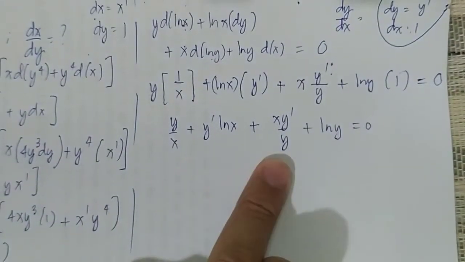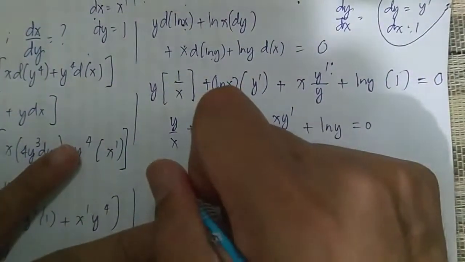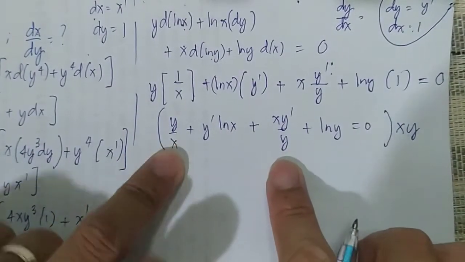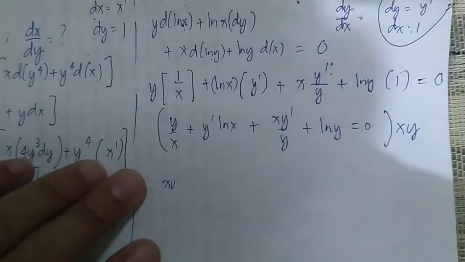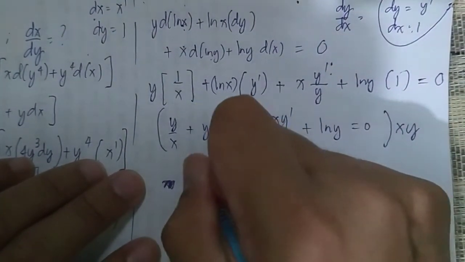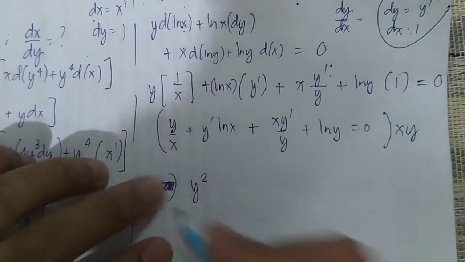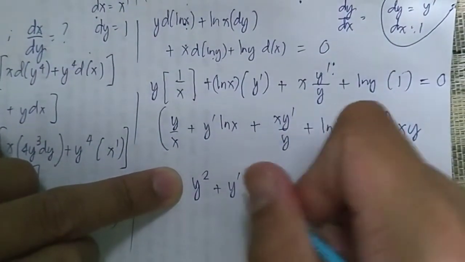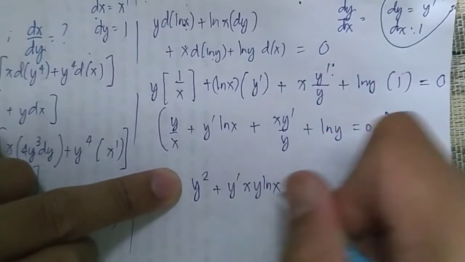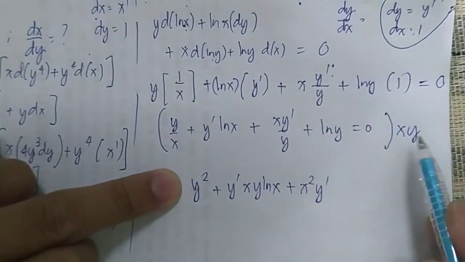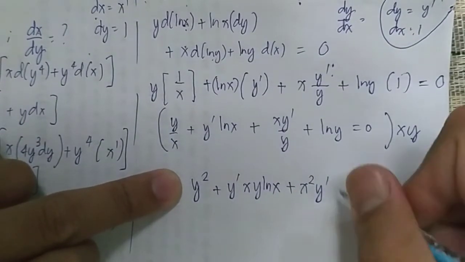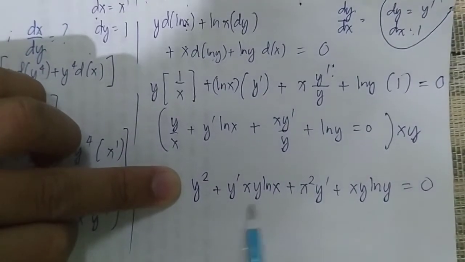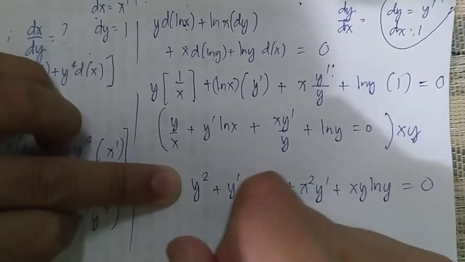So, combining like terms, so magiging, multiply muna natin lahat by xy to cancel out these denominators x and y. So, magiging xy, so magiging y squared, plus y prime xy ln x plus x squared y prime, because y cancels out, so magiging x times x is x squared y prime, plus xy ln y is equal to 0 times xy.